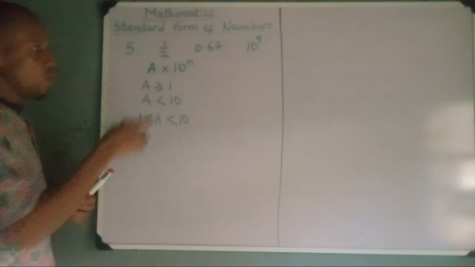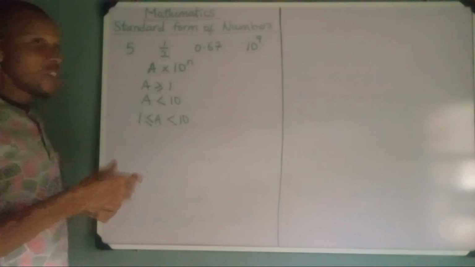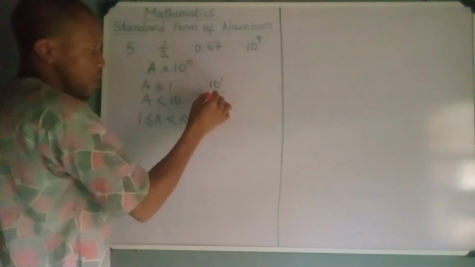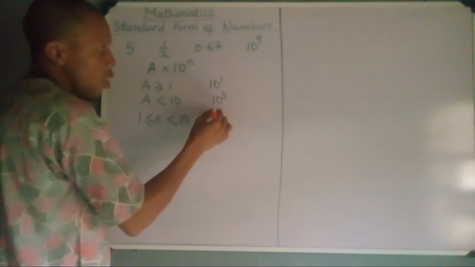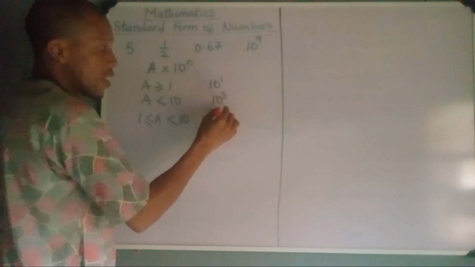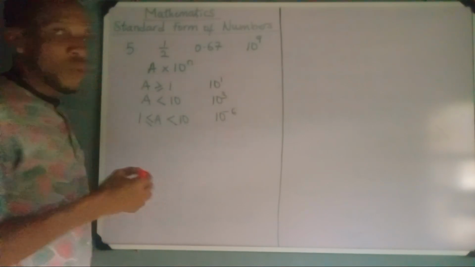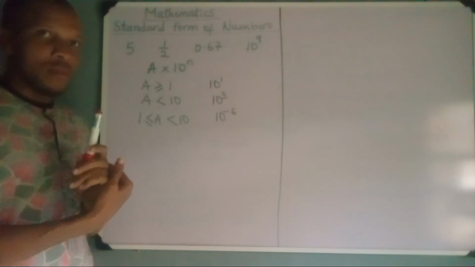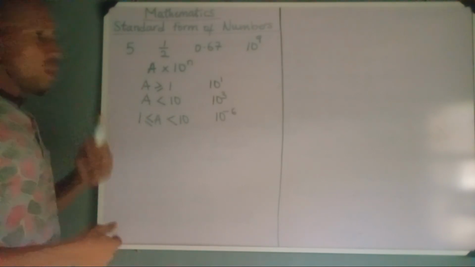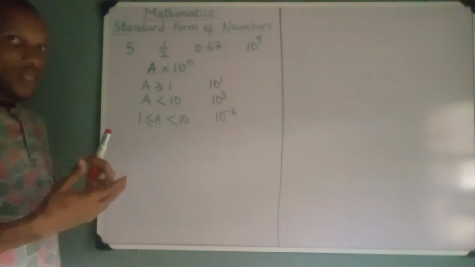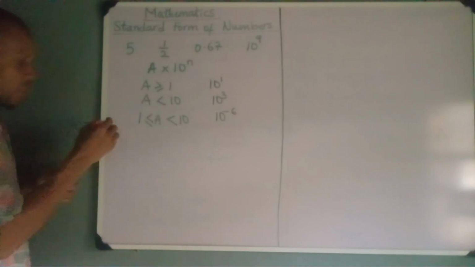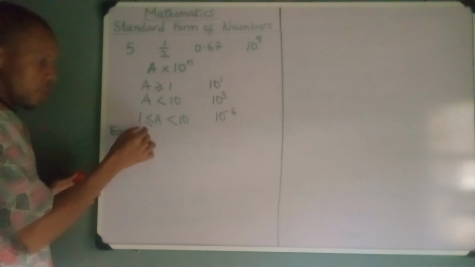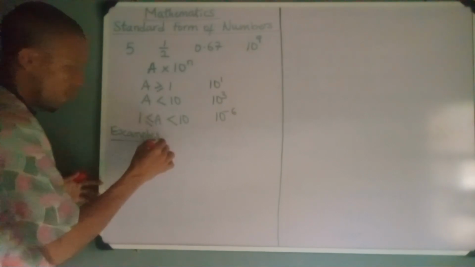Then, what is the value of n? N here is the power of 10. So it can be 10 raised power 1, 10 raised power 3. It can even be negative, like 10 raised power minus 6. So these are what we refer to as standard form of numbers. So we're going to try to write some numbers in standard form. Let's take some examples.